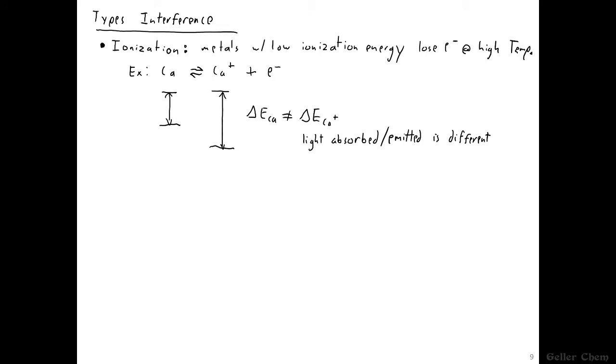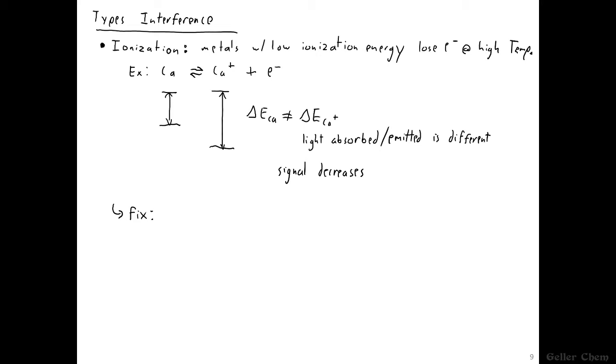Which means we're not going to detect any calciums that are ionized because we're setting the detector to measure the absorption of the light that's absorbed by calcium, not calcium ion. So our signal will decrease.